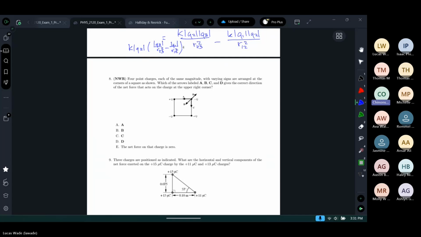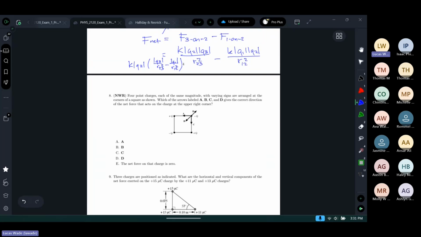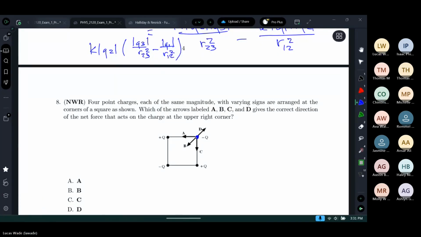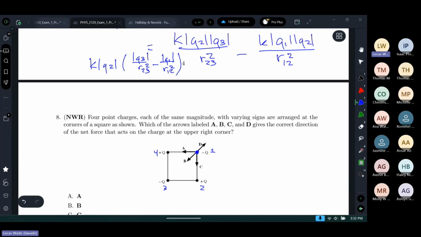Could you also do 8 real quick as well? Okay. Which of the labeled arrows gives the correct direction of the net force acting on the charge at the upper right corner? Okay, so I need to find the net force, and that means I need to find the force due to every other charge. So I'll call this charge 1, 2, 3, and 4. You could call them any numbers you want. There's nothing special about calling that first one 1. It's just convenient.